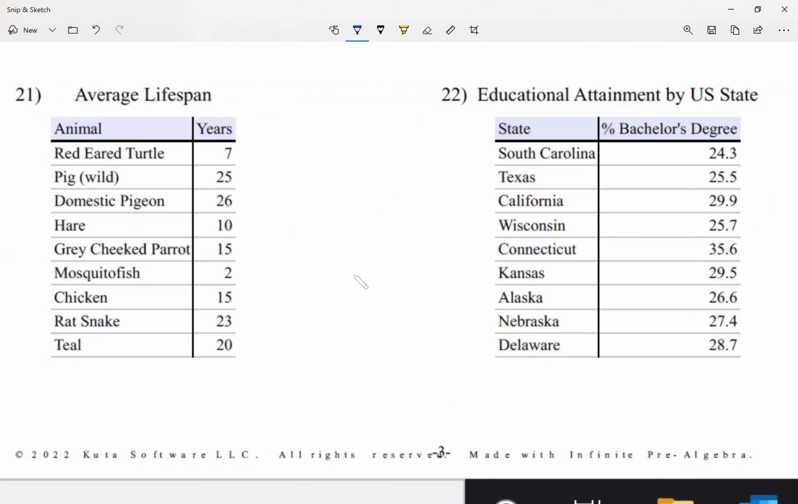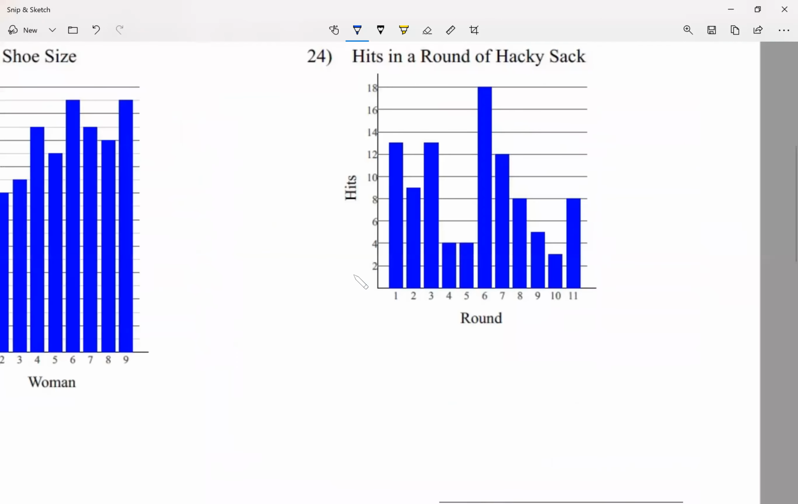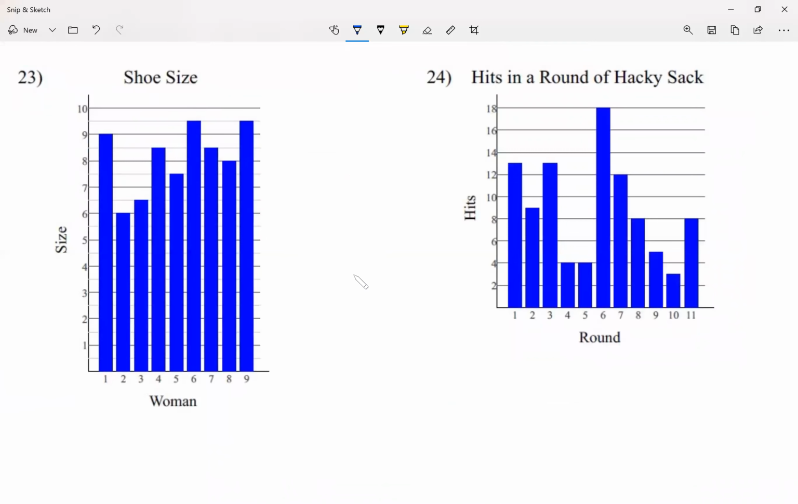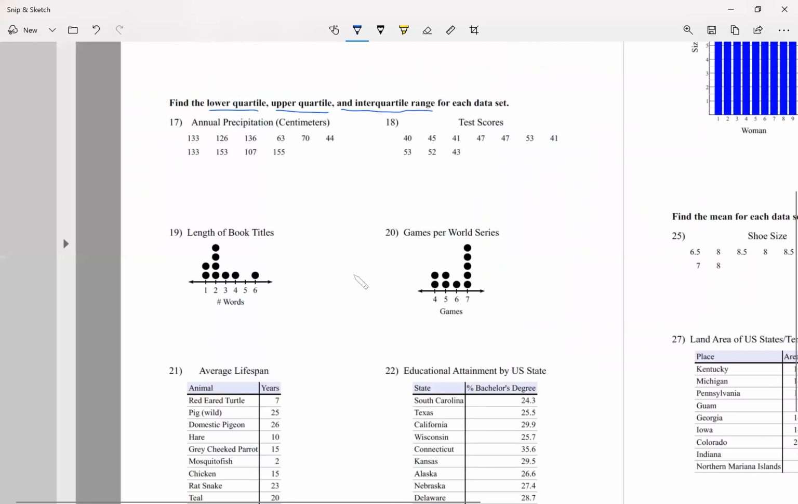Remember, in tables, I'm not interested in the information on the left. I'm just interested in the number on the right. And then we're also going to get bar graphs. I'm not interested in the numbers at the bottom. I'm interested in the numbers at the side, in this case, the left side. So let's go back to question number 17.